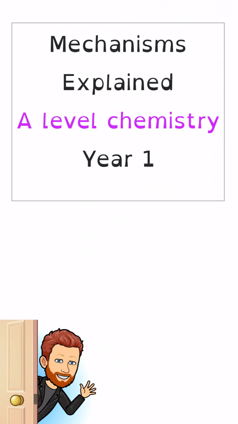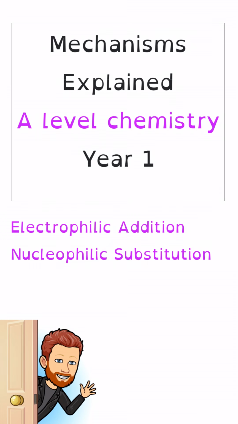Hello everybody and welcome to this A-Level Chemistry Explanations video about organic mechanisms. In this video we'll take a look at the major mechanisms in Year 1 chemistry. So we're talking about electrophilic addition, nucleophilic substitution and elimination.